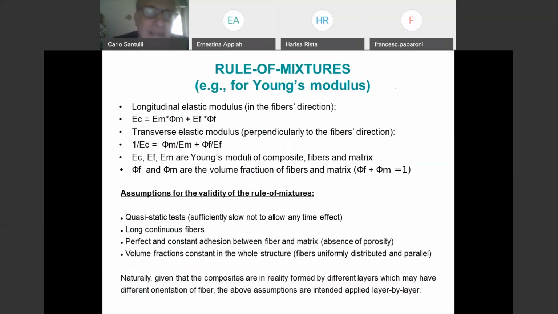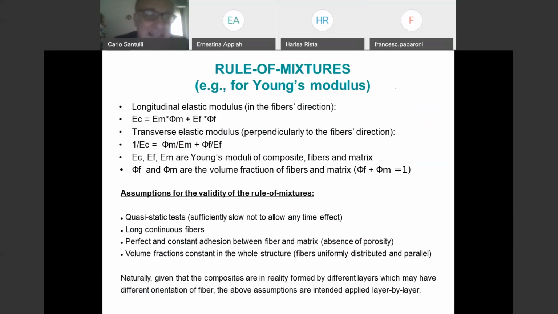So, if you want to make some calculation about composites, what do you do? In practice, there is a very simple rule, which is the rule of mixtures. You can see that it's really very simple, which you can use for stiffness. Here is what I show, but you can use this also for strength. You can use it for basically any property, thermal conductivity, whatever.